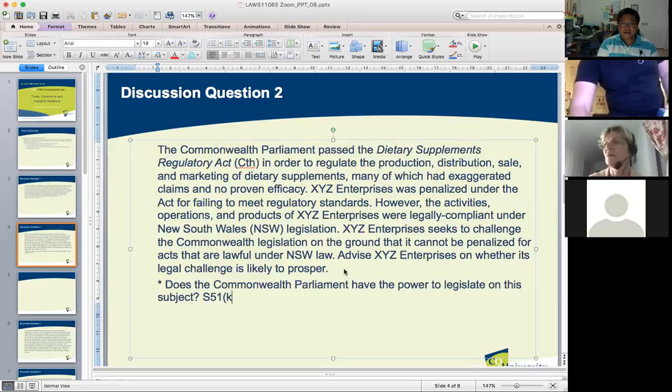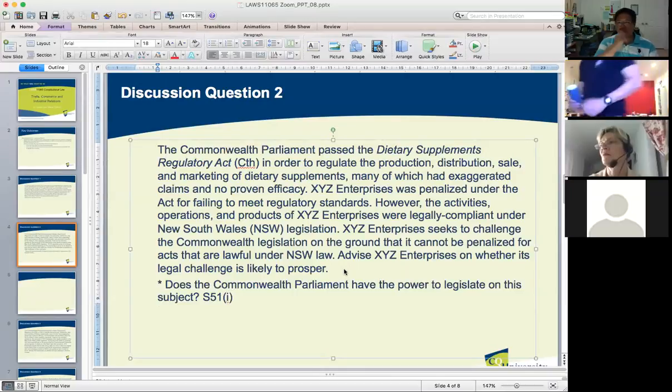Trading commerce. Would there be any other provision that you can cite in order to justify that there is a head of power on which the Commonwealth Parliament can base this legislation on? Anything else?